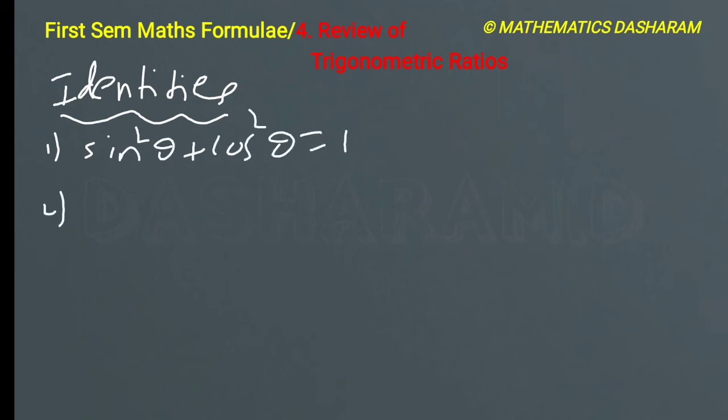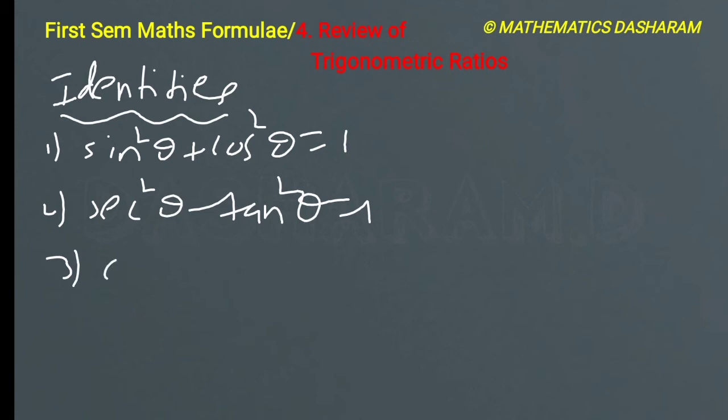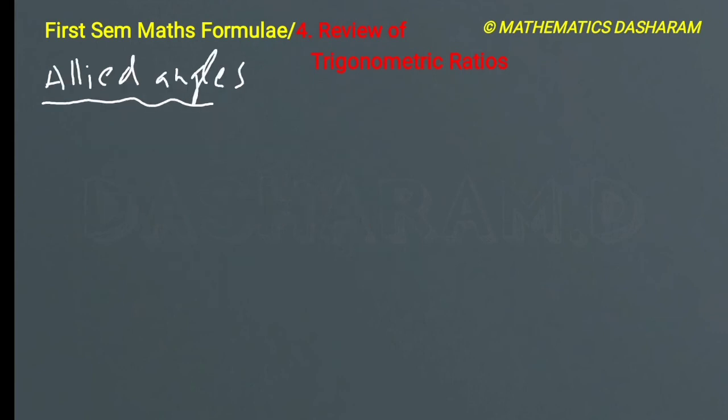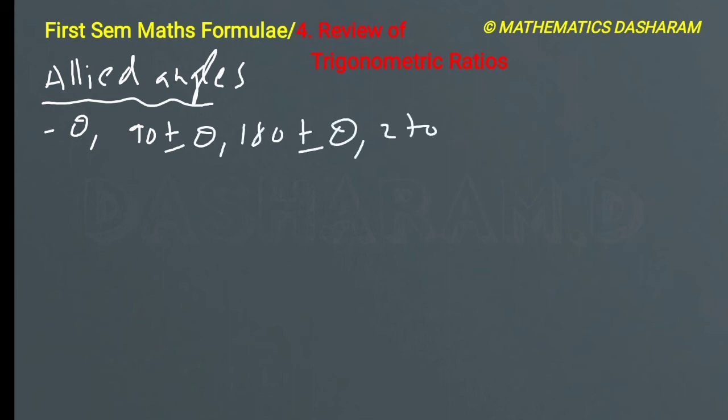Second one is sec square theta minus tan square theta equals 1. Third one is cosec square theta minus cot square theta equals 1. So next one is allied angles. That means minus theta, 90 plus or minus theta, 180 plus or minus theta, 270 plus or minus theta, 360 plus or minus theta are called allied angles of a trigonometry ratio.